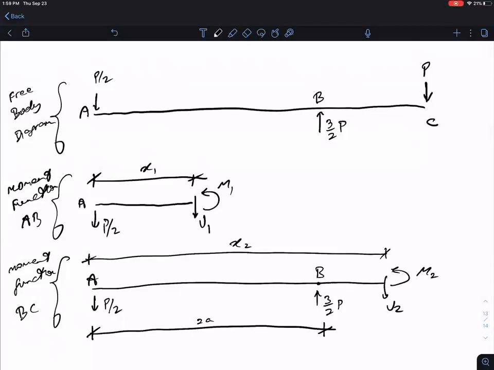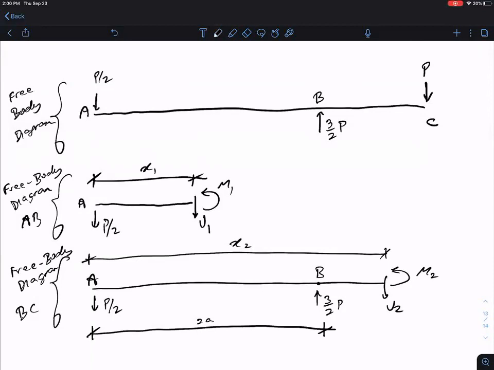Okay, so now we have the free body diagrams. Actually, because these are not the actual moment functions, these are just free body diagrams, we'll call this the free body diagram for AB and the free body diagram for BC.